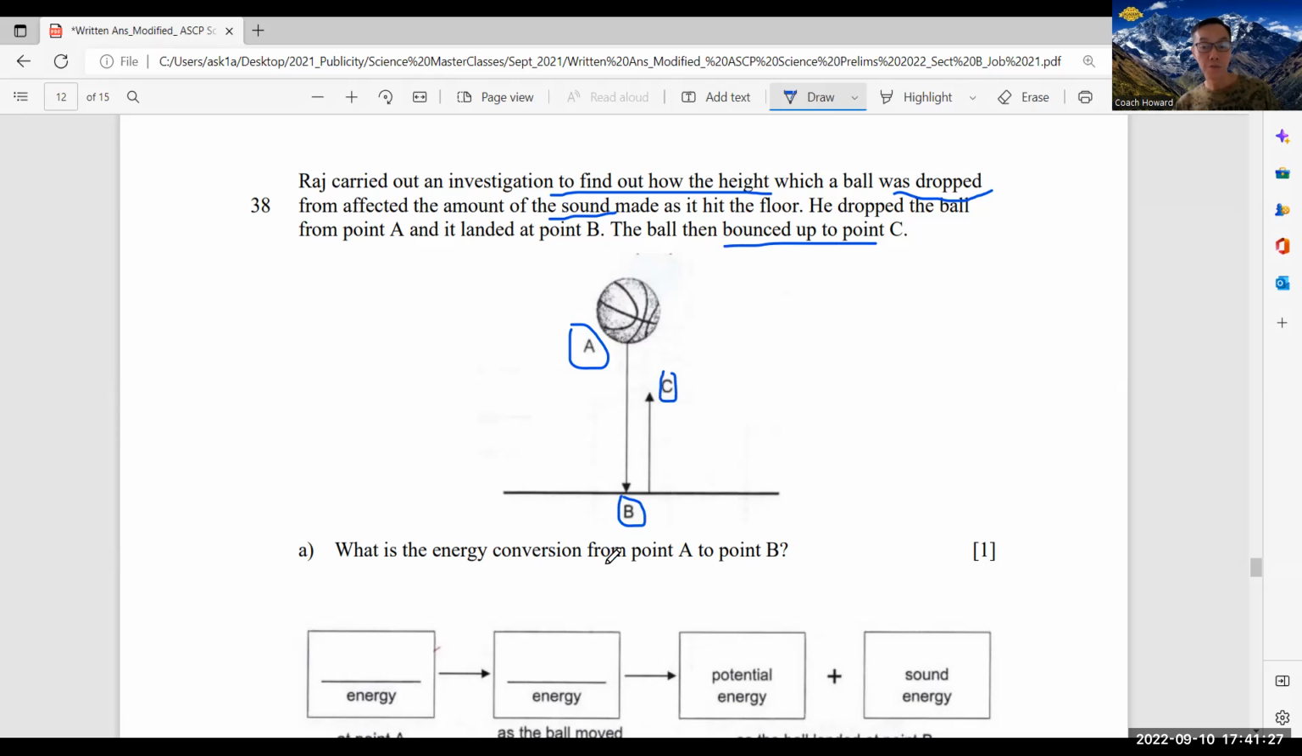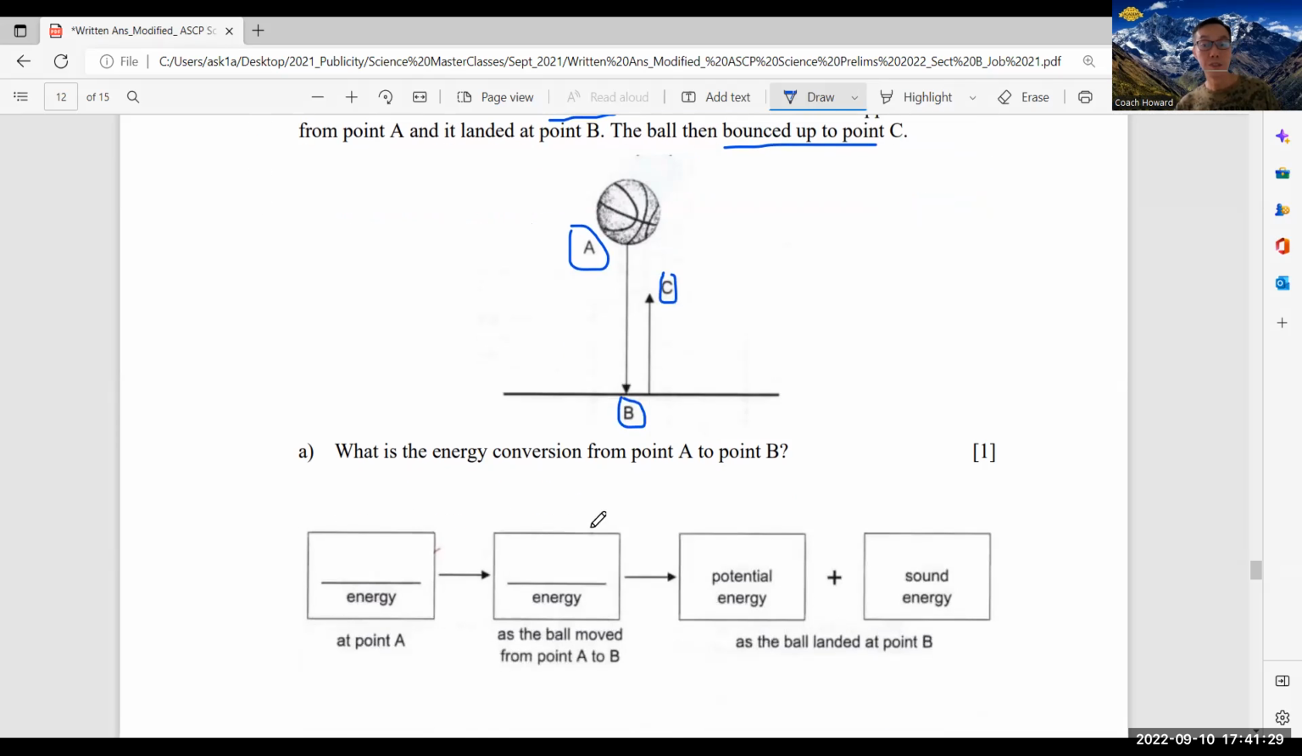What is the energy conversion from point A to B? So for point A to B, you write down this part. This one is very simple. You spell the whole words; I just use short form. So this will be gravitational potential energy. This is the kinetic energy. So one is gravitational, one is kinetic.